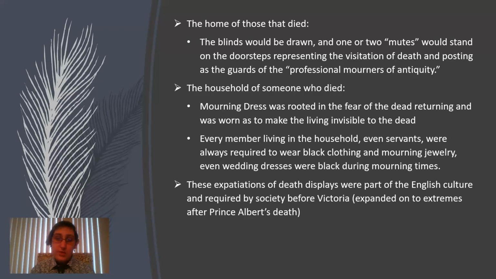For the homes of those that died, the blinds would be drawn, and one or two mutes would stand on the doorstep representing the visitation of death and posting as the guards of the professional mourners of antiquity.